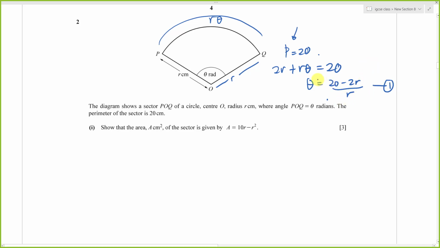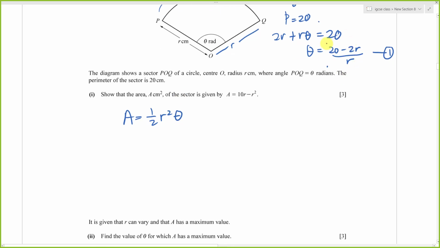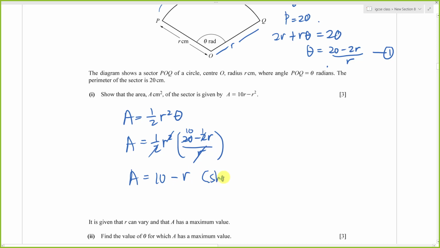The next thing I will do is they ask me to show the area. The area formula for a sector is quite straightforward: it will be half r squared theta. I basically just apply my formula and I have the theta here, so I will insert my theta, 20 minus 2r over r. The r and r I simplify, and 2 I can simplify with the number here, so my area should be able to get 10 minus r. Then they ask me to show.